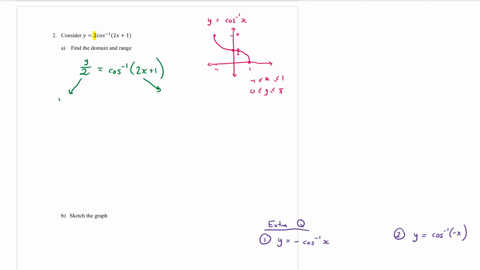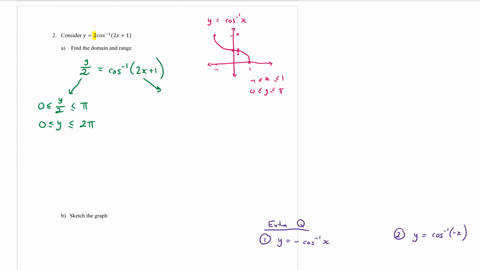Range for y over 2, for this graph over here in red, the range is between 0 and pi. So that y over 2 is going to be between 0 and pi. Now I don't want y over 2, I just want y. So I times by 2. 0 times 2 is 0, and pi times 2 is 2 pi.